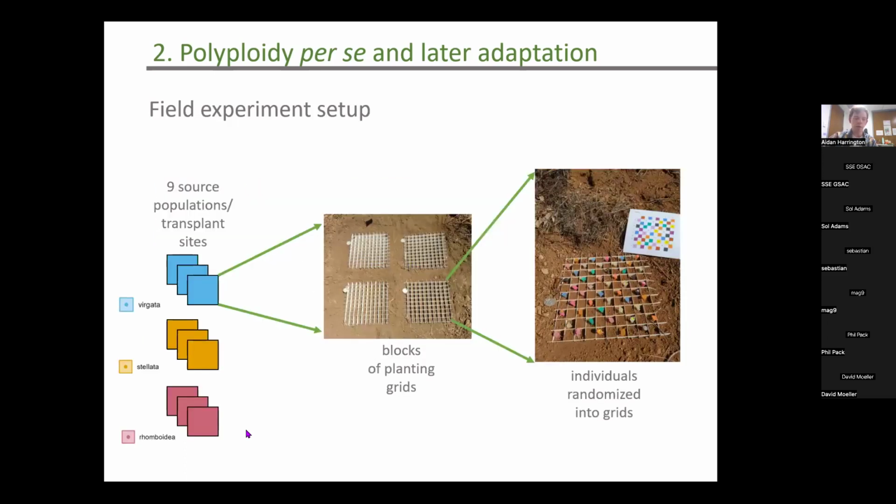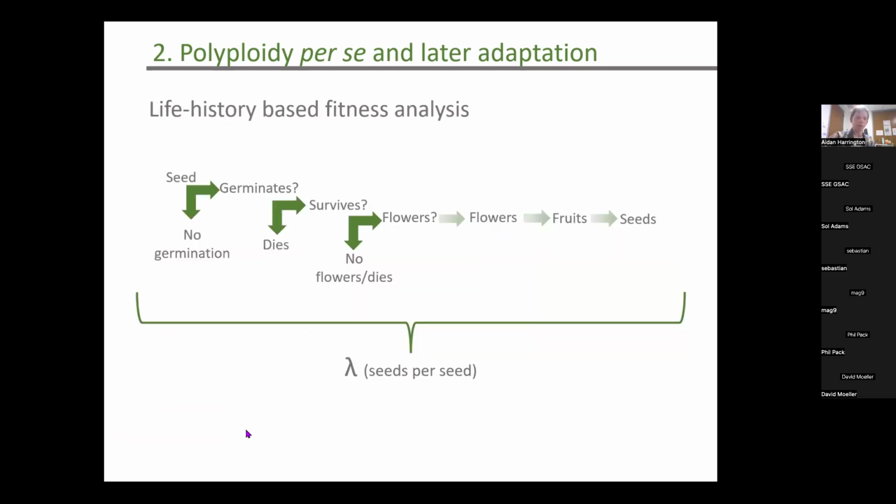And I'm actually currently working on standardizing their maternal environment with a greenhouse generation. And the field experiment will be set up in this way. I'll have 9 source populations, so 9 transplant sites. And then at each transplant site, there will be these arranged blocks of transplant planting grids. And then individuals will be randomized into these grids, individual seeds.